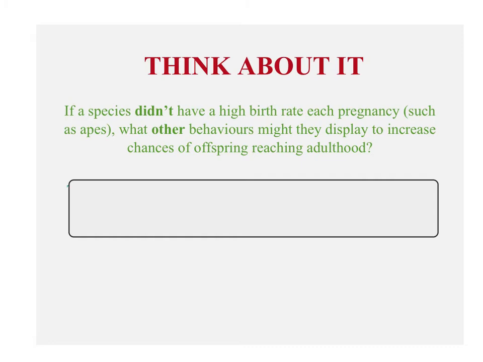And then there are some organisms that don't have a high reproductive rate. So imagine we've got a species like apes, like us, that don't have a high birth rate each pregnancy. I mean, generally the uniform human birth rate with a pregnancy is 1, maybe 2 at a push, but very rarely more than that. So what other behaviours do humans and apes display to increase the chances of offspring reaching adulthood? What kind of things do we do to help a baby survive?